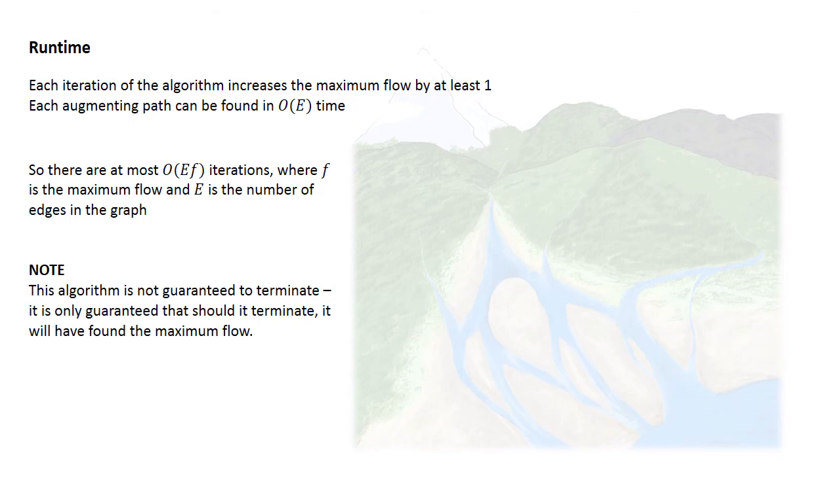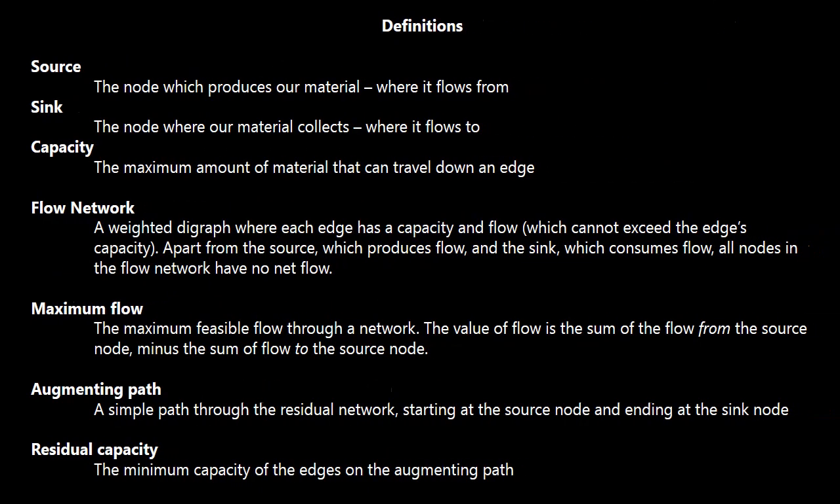The runtime of the algorithm is quite simple to calculate. Each iteration of the algorithm increases the maximum flow by at least 1, and each augmenting path can be found in at most the order of the number of edges time. So there are at most order of the edges times the maximum flow iterations. Note that this algorithm is not guaranteed to terminate. It is only guaranteed that should it terminate, it will have found the maximum flow.